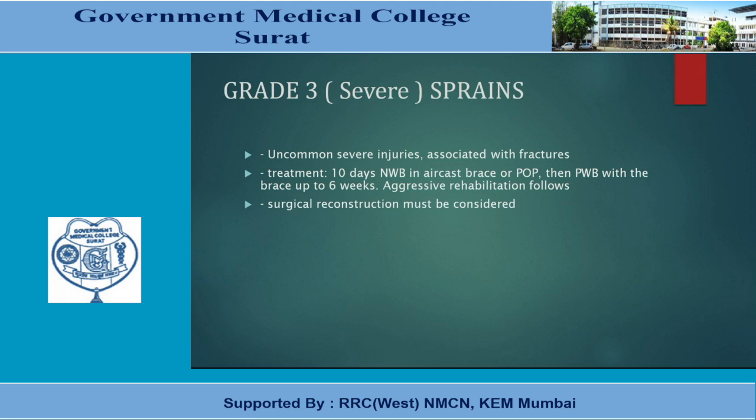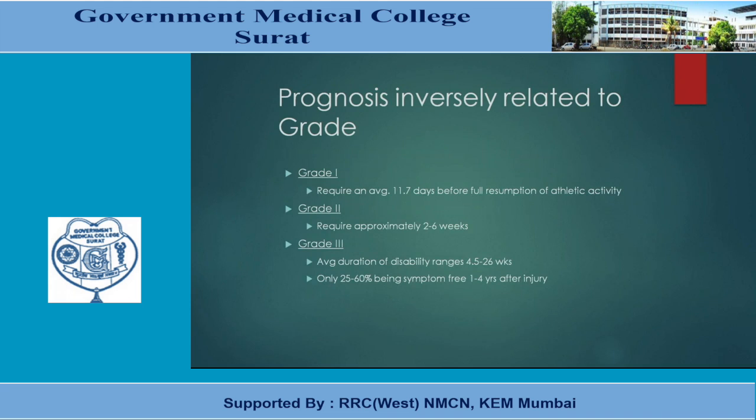And then physiotherapy. Now prognosis: grade 1 requires an average of 11 to 12 days before resumption of any activity. Grade 2 requires approximately 2 to 6 weeks of rest. And grade 3 averages 4 to 24 weeks, depending upon how much damage there is to the bone, how much the fracture damages the ligaments and ankle joint.